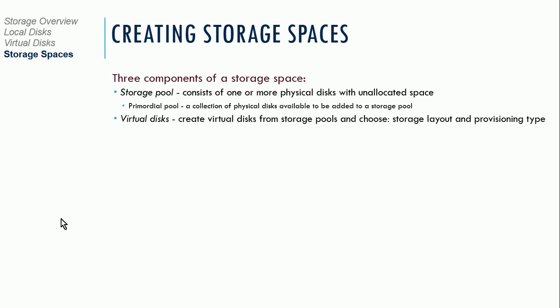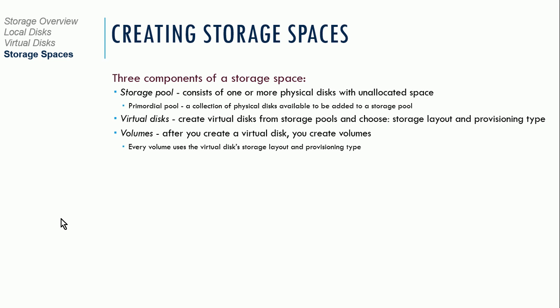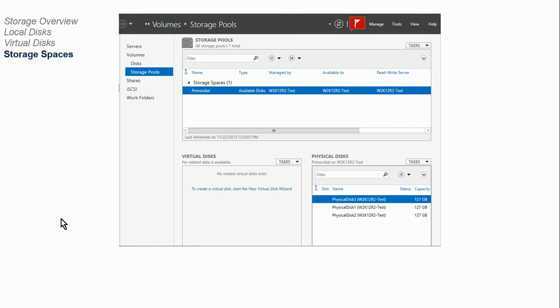So from the primordial pool, or from your storage pool, you create your virtual disks. And once you have a virtual disk, you can create a volume on that virtual disk. Every volume uses the virtual disk's storage layout and provisioning type. So when you create that virtual disk, you choose a storage layout and a provisioning type from that storage pool. It's all layered here, if you're getting a sense of that.